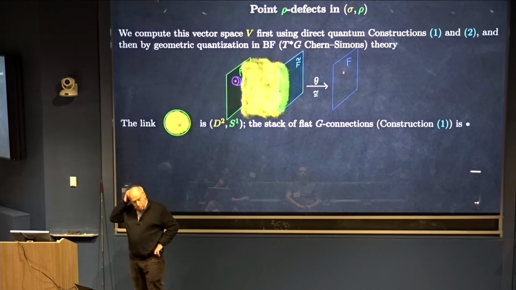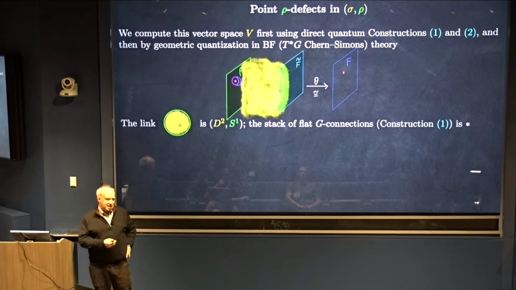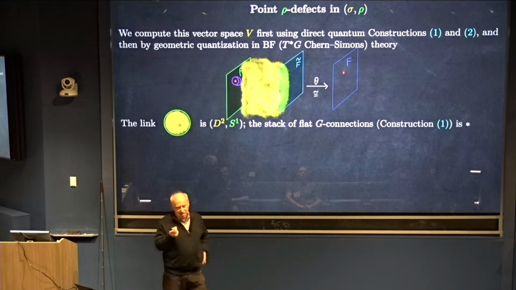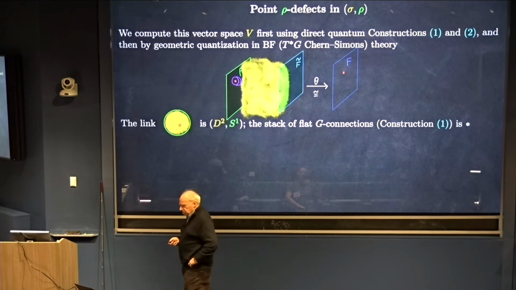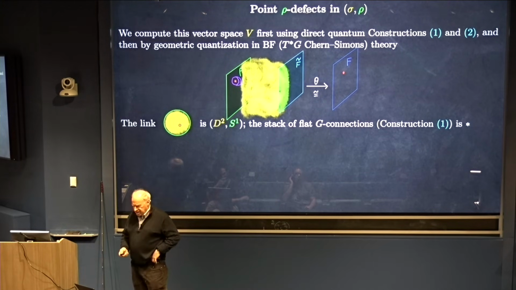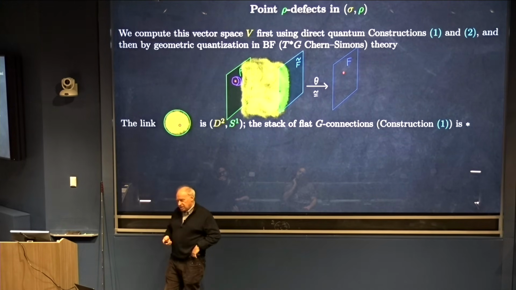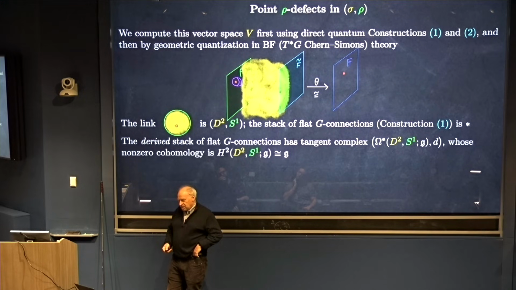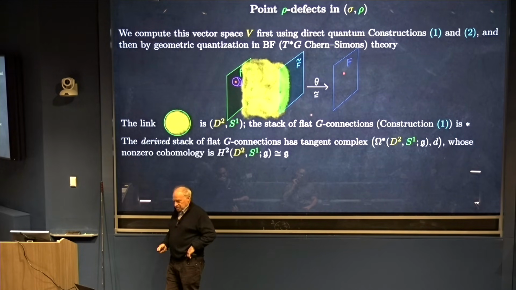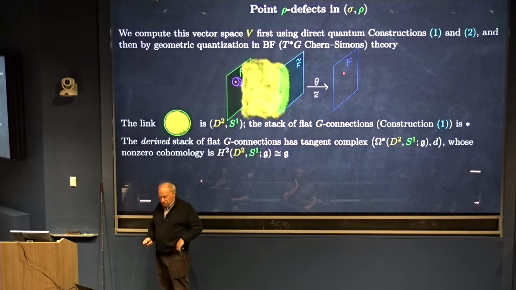And for a finite group, we computed that the vector space is one-dimensional. That says the only point operator is the identity, so it's as if it wasn't there. We don't get any interesting point operators. But now we have to take the derived stack, it should say, of flat G connections. And, well, what is it? There's only one flat connection on this disk. It's already trivialized on the boundary, and so it has no automorphisms. But we're doing it in a derived way, and so the tangent complex is this relative de Rham complex. And to compute it, we just need to take the cohomology.